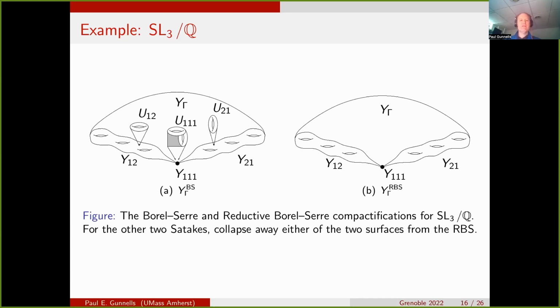Okay, and one of the reasons I mentioned this is that when we are looking at our examples later on, this minimal Satake compactification is actually relevant for us. So the natural thing to do when we do this explicit reduction theory ends up involving this very singular space.